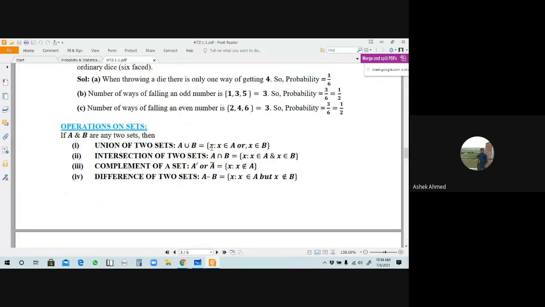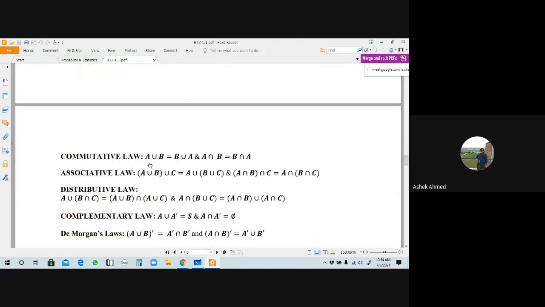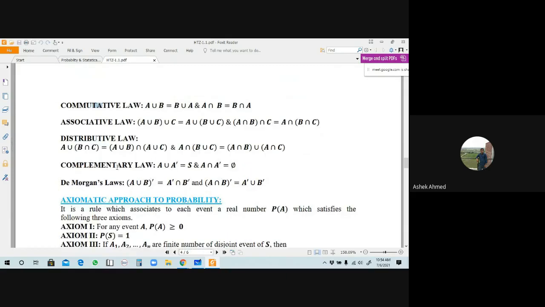In the last class, I have already discussed union, intersection, complement, and subtraction. Understand? I also discussed these formulas: commutative law, associative law, distributive law, and complementary law. Complementary law means A union A complement.